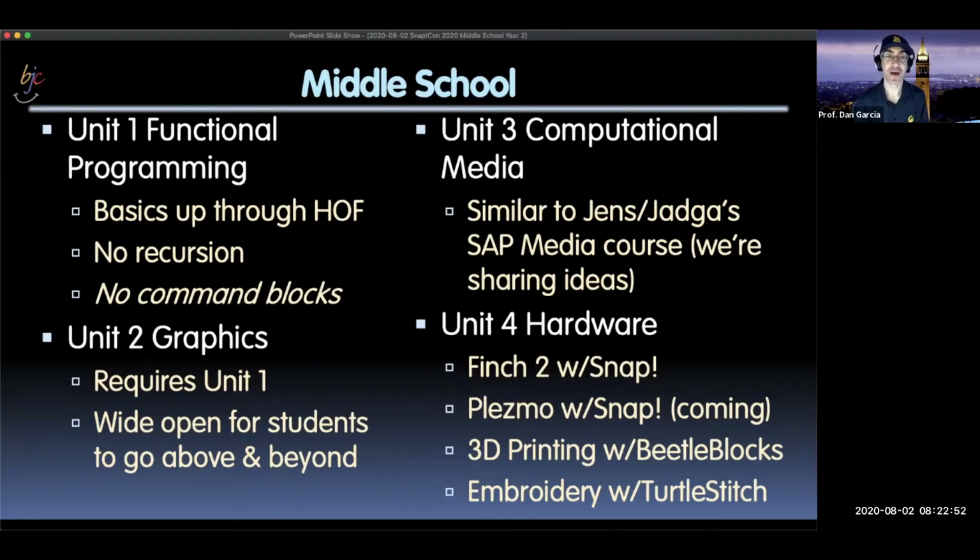And as I said, let's say you're a teacher who just wants to do media. So jump in 1 and 3 and do that.